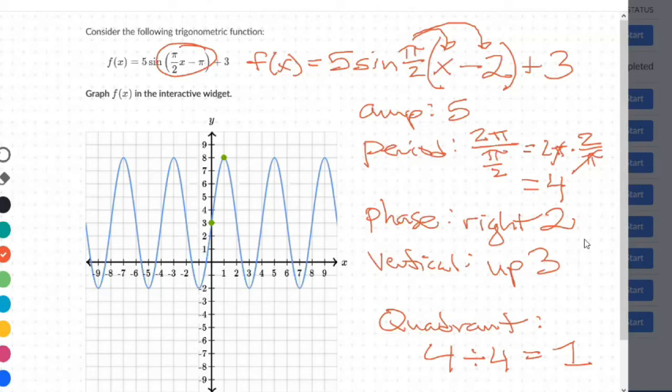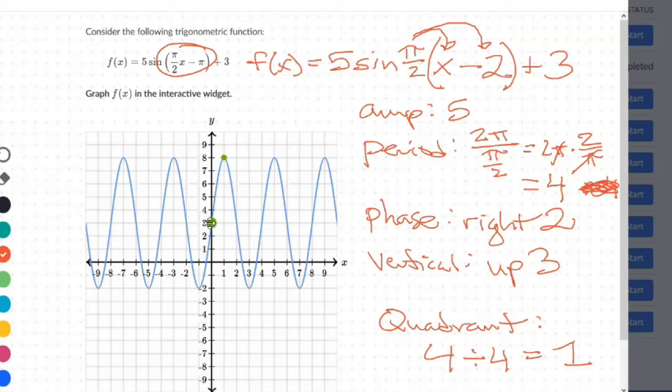I always divide the period up into 4 parts, and that helps me know where all of the maxes and mins and zeros will be. So that's just a habit I have. Every time I graph trig functions, I take whatever the period is and divide it by 4. Don't actually do that right there though. But I divide it into 4 parts so that I can find out what a quadrant's worth of the graph is. So let's just double check my work.